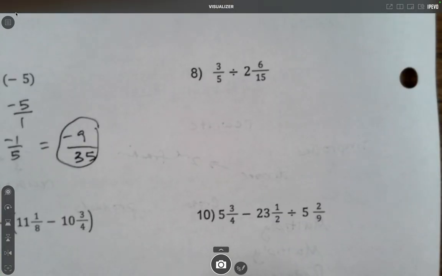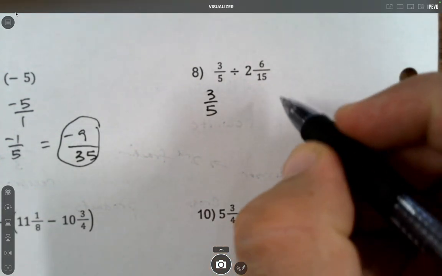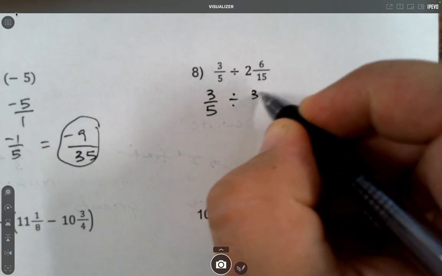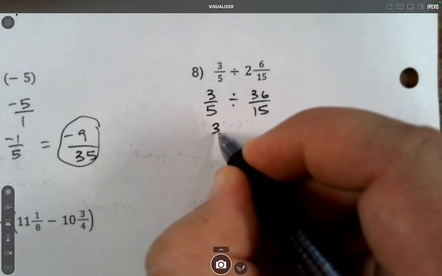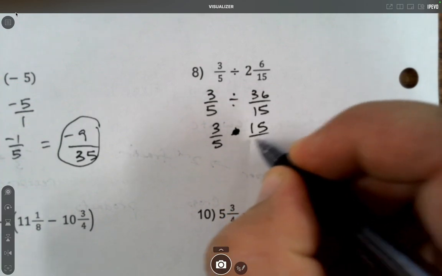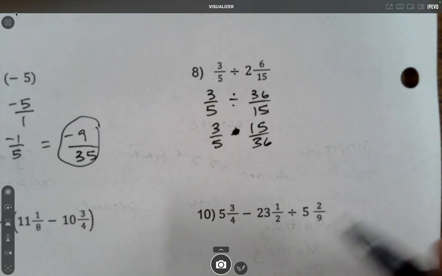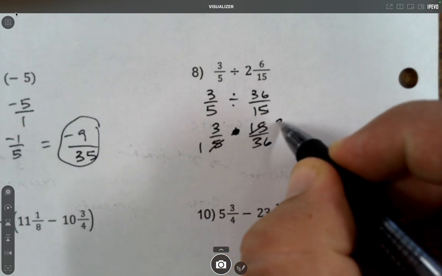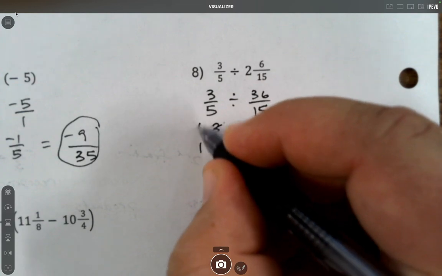Okay, number 8. 3/5 is already in the form we need. 2 times 15 is 30, plus 6 is 36. So now we flip the divisor. Change it to multiplication. Because the only way to divide by a fraction is to multiply by its reciprocal. And again, we have a good bit of stuff we need to reduce. So 5 and 15 are both divisible by 5. 3 and 36 are both divisible by 3.